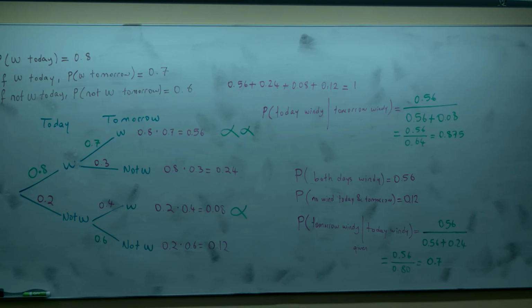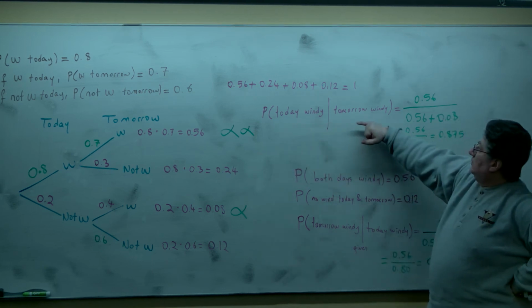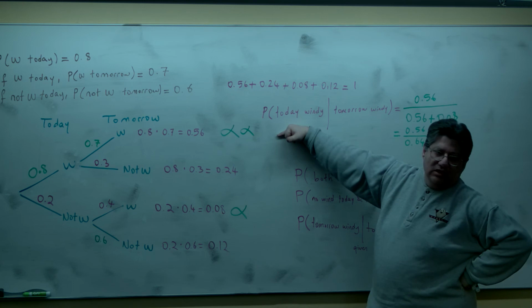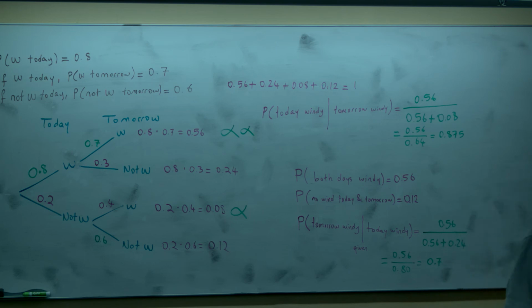Now think of it like the following. Don't think of it like today and tomorrow. Think of it like Thursday and Friday. That will make better sense. What's the probability that Thursday was windy, given that Friday was windy? Now that makes better sense, because you're going to think of the past. Capiche? Okay.